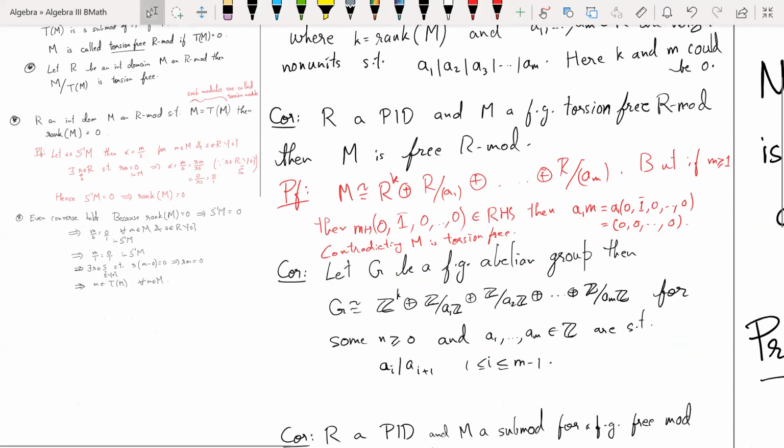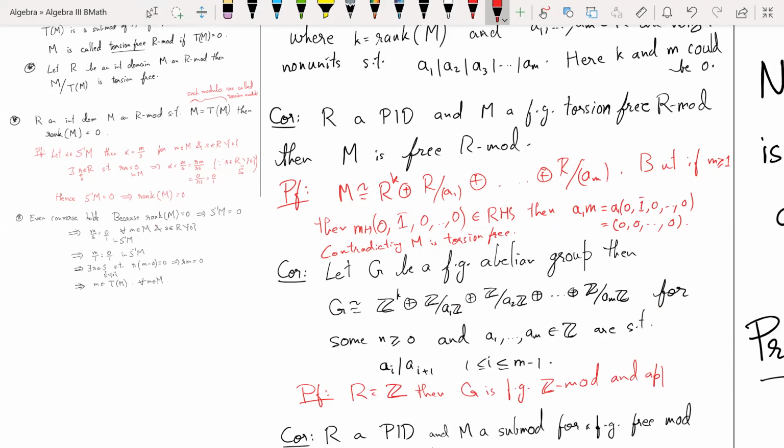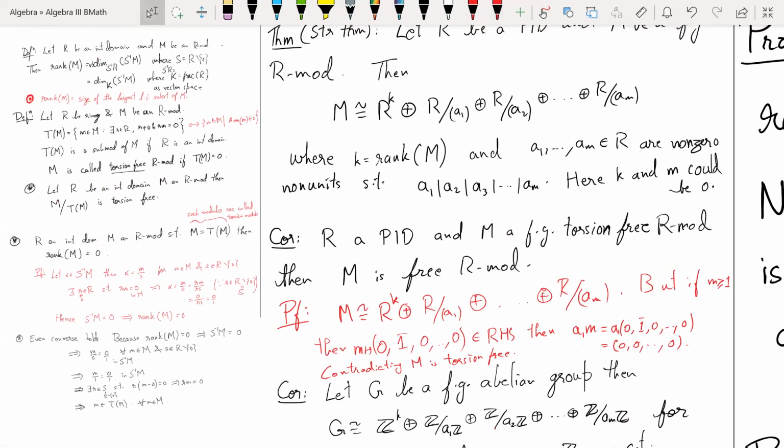And of course, this is also basically a restatement of the structure theorem. Just take R to be Z. Then any G is going to be a Z module, a finitely generated Z module, and apply the structure theorem. So this is also a corollary of the structure theorem.